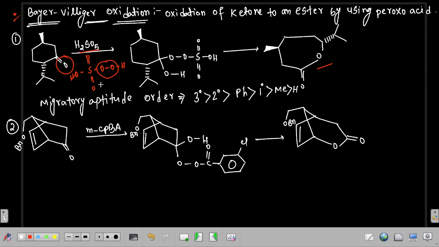Now, in presence of peroxo acid, how will it react? In the peroxo acid, this oxygen has a lone pair, so the lone pair will attack on the ketone and it leads to this bond shifting. Okay, here this is the peroxo acid.